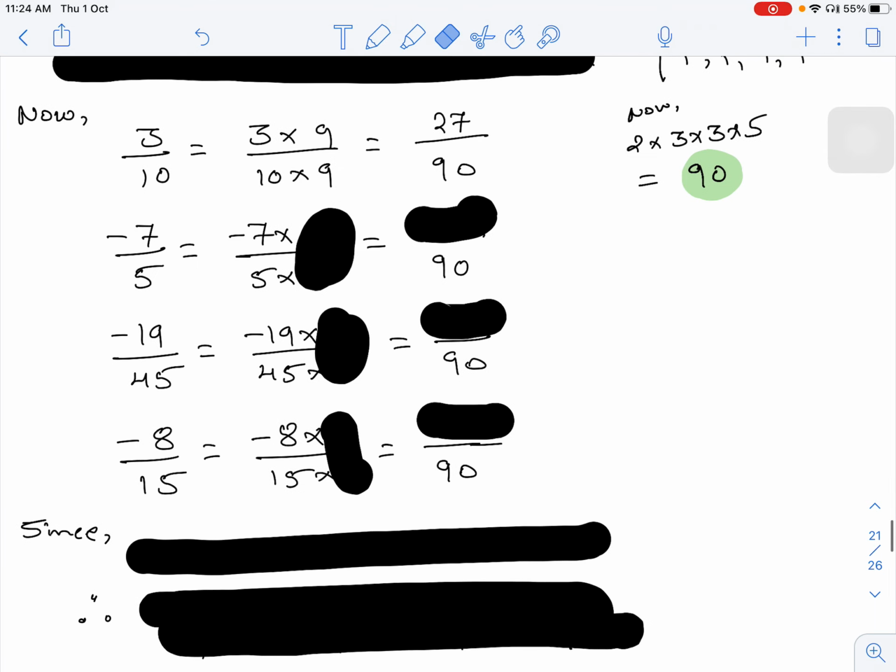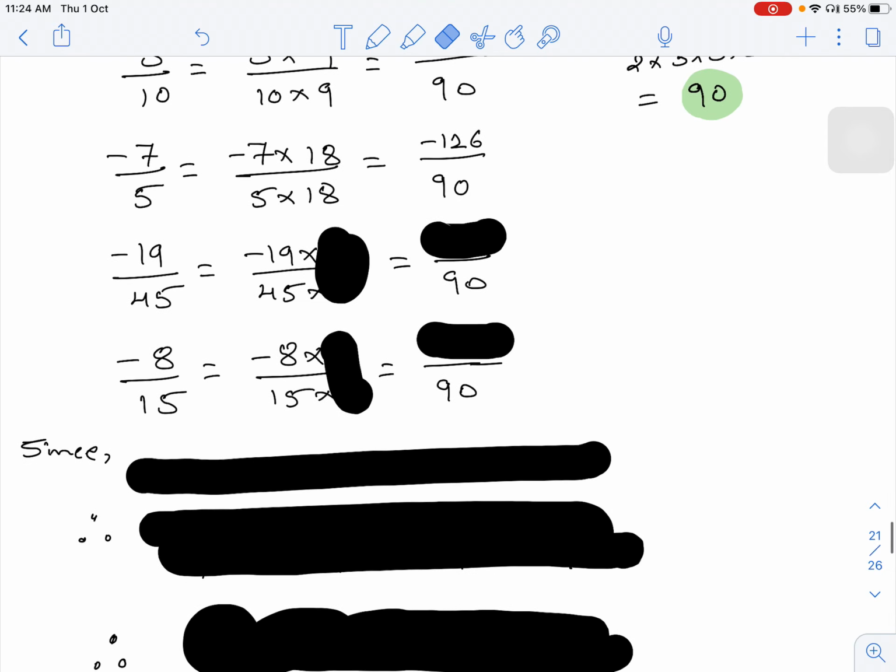Now next, again we will check. Here we want the denominator as 90. We have denominator 5. So 5 should be multiplied by what number? It should be multiplied by 18. So 18, the same number we are multiplying to the numerator. Now 5 into 18 is 90. Now minus into plus will become minus, and 18 sevens are 126.